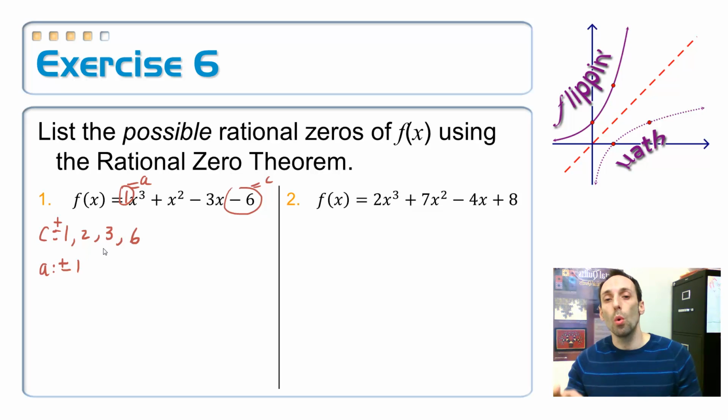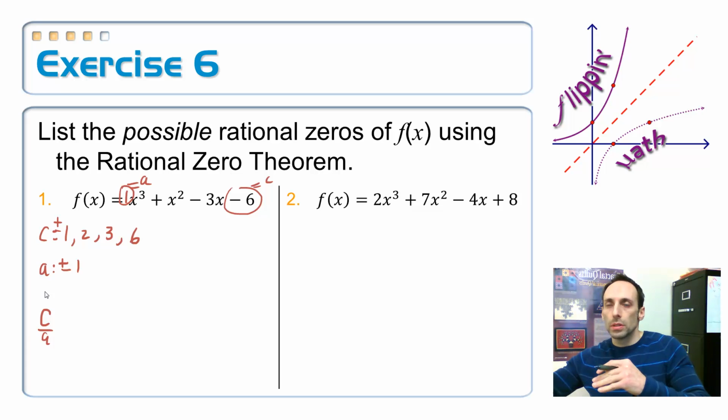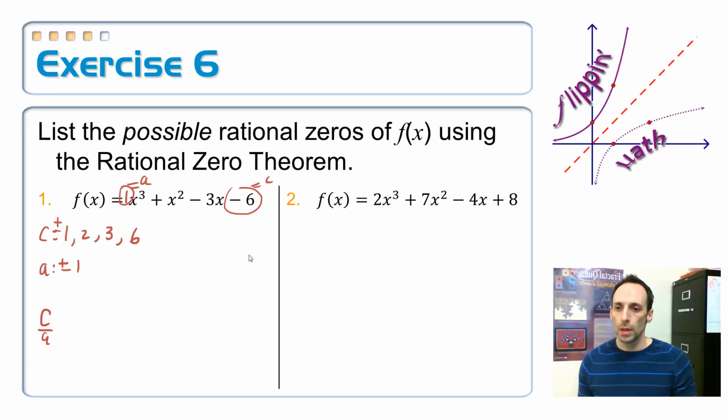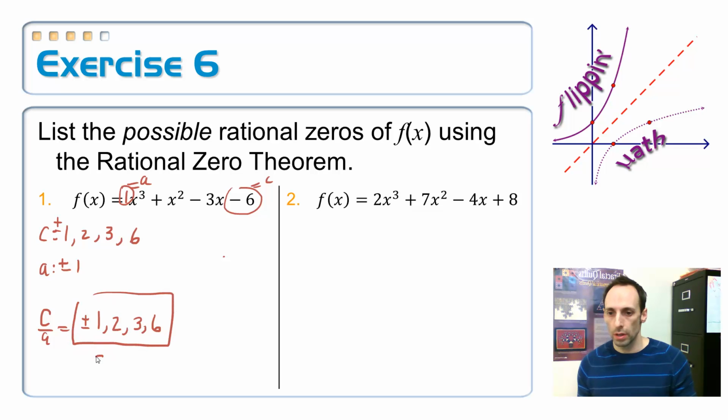Okay, so according to the rational zero theorem, what I do is I just divide these two things out. I need C divided by A. Subtract over the constant term, divide by the leading coefficient. So basically, I got plus or minus, well, 1 divided by 1 is going to be 1. 2 divided by 1, 3 divided by 1, 6 divided by 1. I've got the possibilities 1, 2, 3, and 6. And that's it. How many possibilities are there? There are 8.